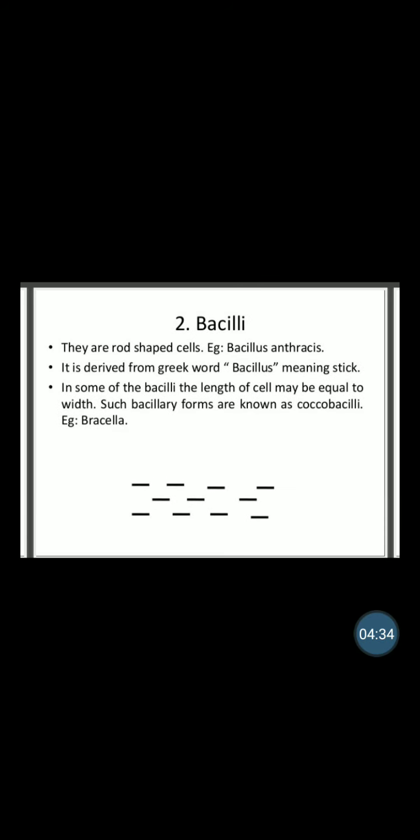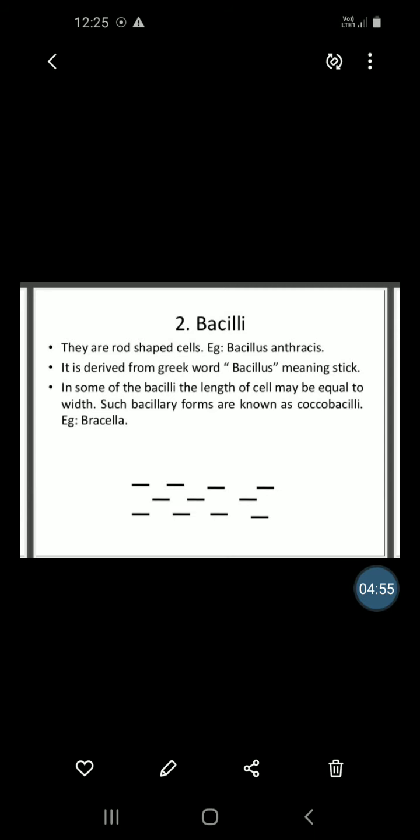Then bacilli, they are rod shaped cells. Example, Bacillus anthracis. It is derived from the Greek word bacillus, and the meaning of this Greek word is stick. In some of the bacilli, the length of the cell may be equal to the width. It means in case of bacilli, the length and width may be equal.